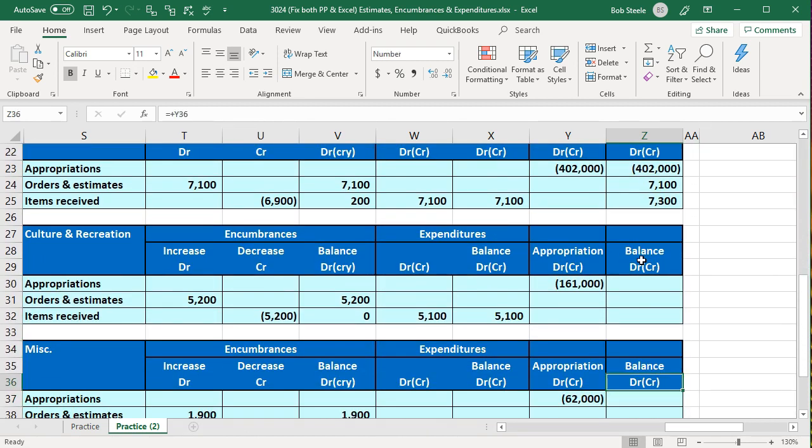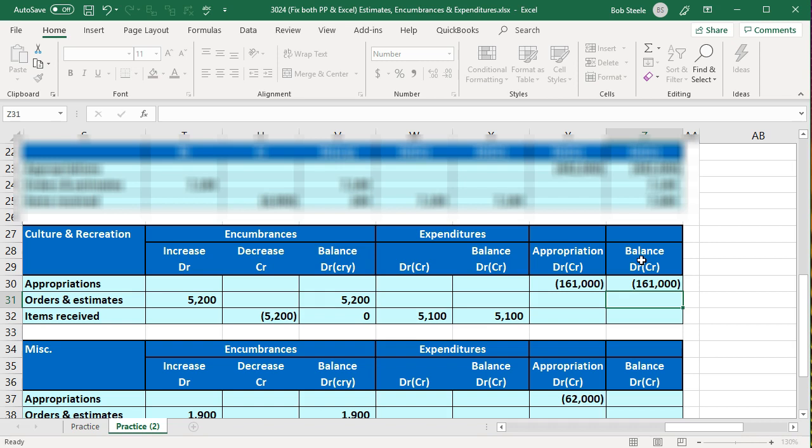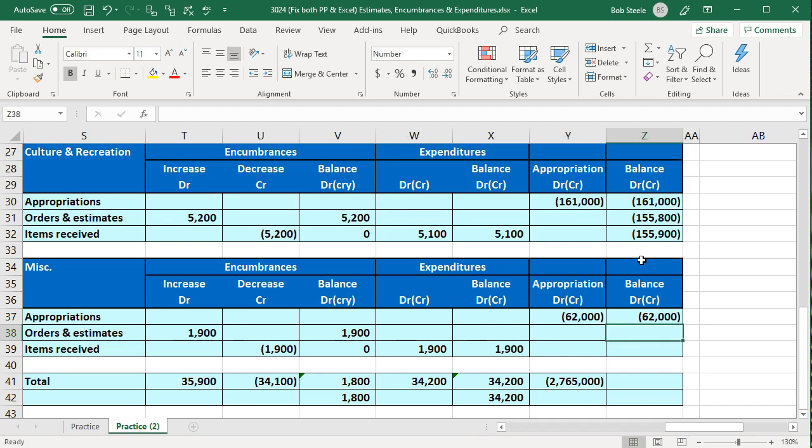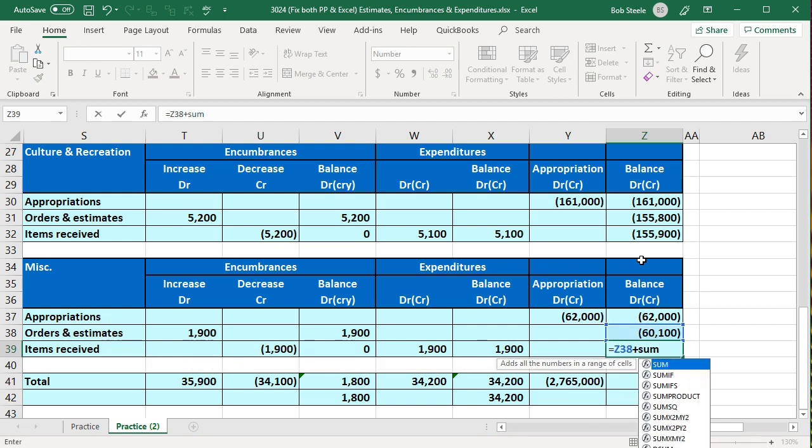Enter, and then we have the culture and recreation. This equals the item next to it. This equals the item above it, plus the sum of the activity in the encumbrances, close up the brackets, plus the activity in the expenditure, and one more. This equals the item to the left. This equals the one above it, plus the sum of the encumbrances activity, close up the brackets, plus the expenditure, and enter.